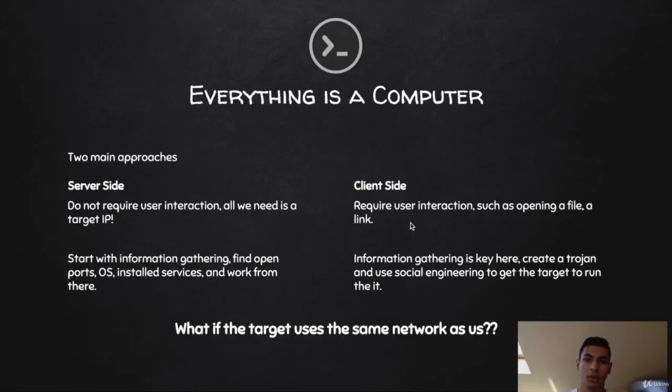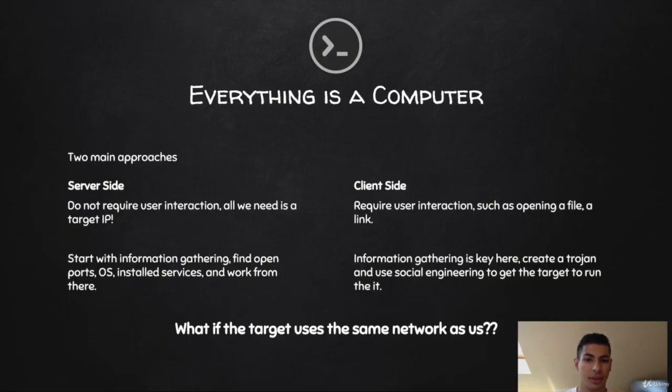This approach will require the client, or the person who uses that computer, to do something. That something could be a number of things. It could be installing an update. It could be opening a picture. It could be opening a Trojan. So we're going to learn how to create a Trojan, how to create backdoors, how to use social engineering to make the target person do something. And when they do that action, we will gain access to their computer.